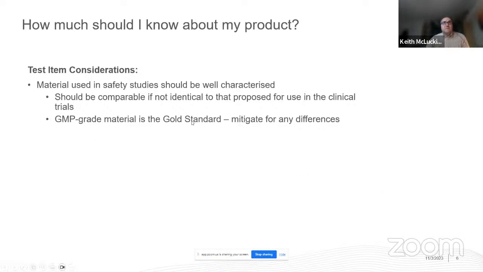The material used in safety studies should be well characterized. That is the main take-home message here. It needs to be well characterized. It should be comparable, if not identical, to that you're proposing to use in the clinical trials. So the GMP grade material with a nice certificate of analysis and good batch release status is the gold standard. But you can mitigate for any differences. You really have to justify to the MHRA or whatever regulator you're going to as to why your product is suitable for the studies you're going to do, and why you're taking this decision.